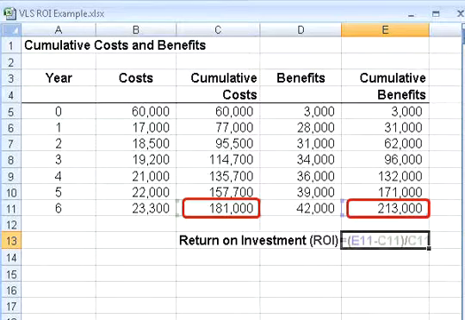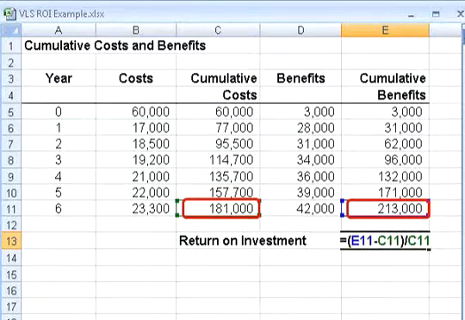Now we'll enter a formula to calculate ROI in cell E13. We'll take the total benefits in cell E11 and subtract the total costs in cell C11 to get the net benefit, which is total benefits minus total costs. Now, to get the percentage return on investment, the formula must divide the net benefits by the total costs.